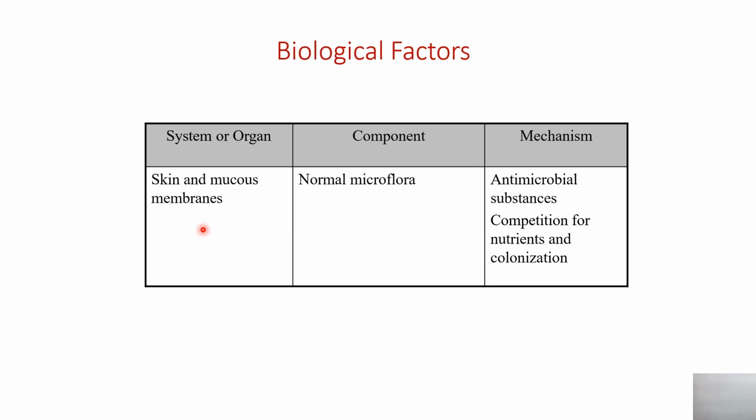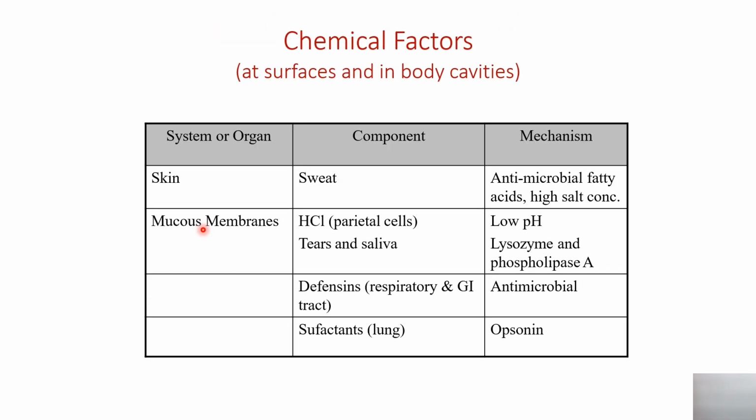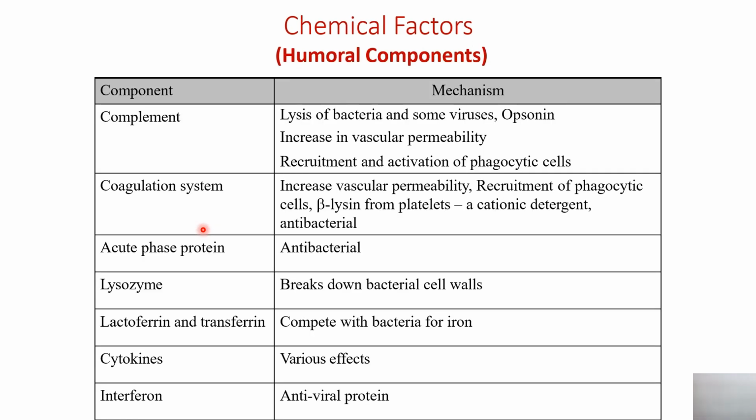So what are the chemical factors? These are the biological factors like squamous epithelium, normal microflora. Chemical factors will be sweat, HCl, tears, saliva, defensins, surfactants, etc. For the humoral components, you have the complement, as I said: lysis of bacteria and some viruses, opsonins, increase in vascular permeability, recruitment and activation of phagocytic cells. For the coagulation system, we have increased vascular permeability, recruitment of phagocytic cells, beta lysine from platelets, a cationic detergent. So all of these will give rise to an antibacterial system.